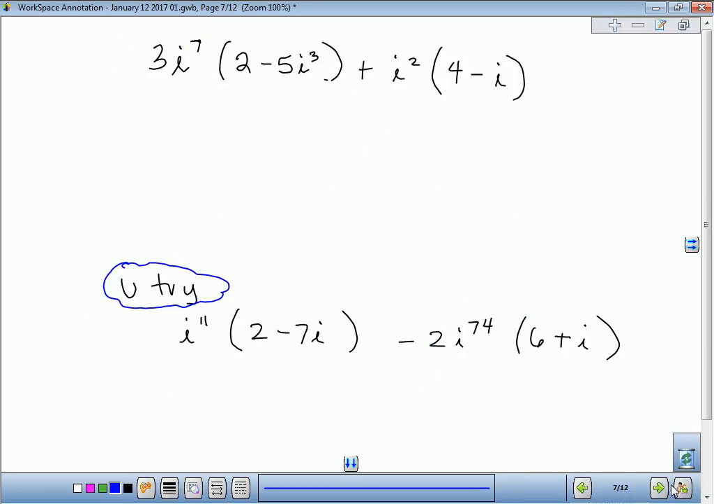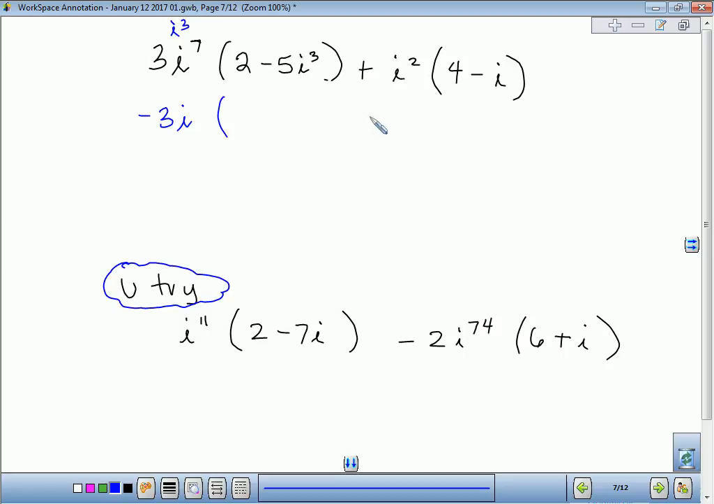Now, let's do a combo. A little powers with a little multiplying with a little addition. And more powers. Okay? Now, if I were you, I would simplify the powers first. Because if I can simplify this, when I distribute it, it gets easier. So, i to the 7 is the same as i cubed, which is -i. So this becomes -3i.